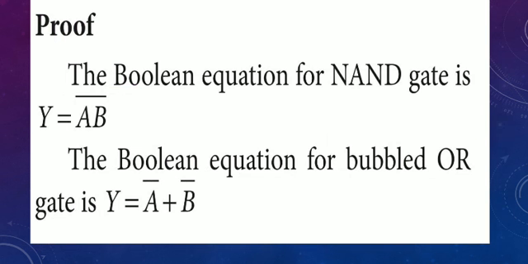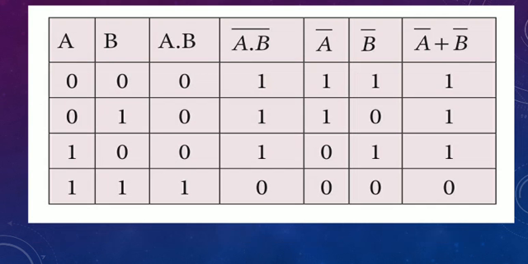So see this, the Boolean equation for the NAND gate is A dot B the whole bar. The complement of the product is equal to the sum of its complements, that is A bar plus B bar. Okay students, right. So see that we can verify the truth table.